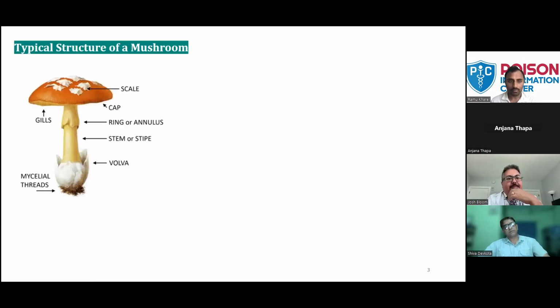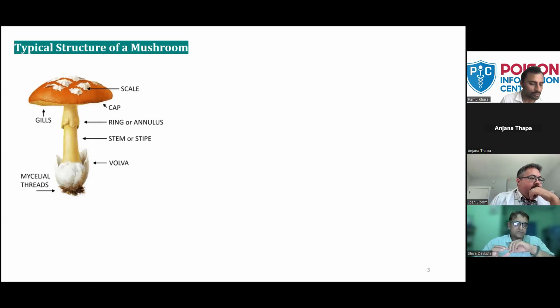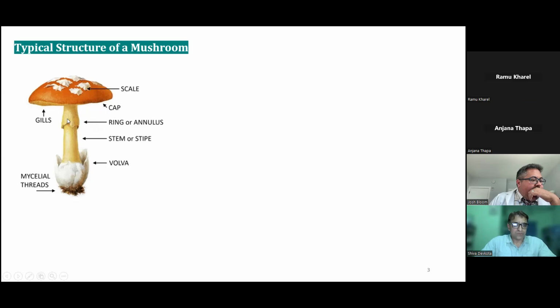Talking about the typical structure of mushrooms, because many of us might not know about it, the important features are, as Dr. Bloom already said, we need to look for the volva and the sac-like structure, which we normally miss. There are also scales on the cap. So these are common but unnoticed features. And also there might be a ring or annulus-like structure. So this is the typical mushroom.